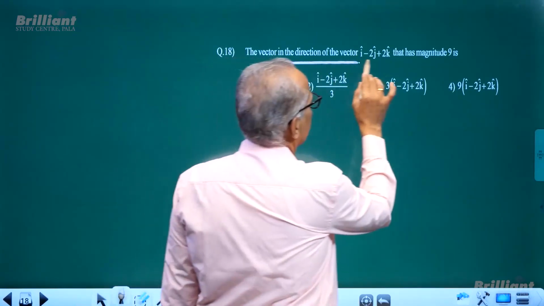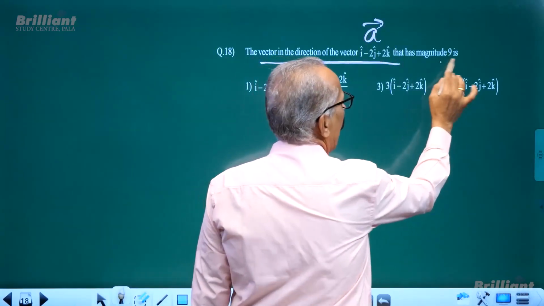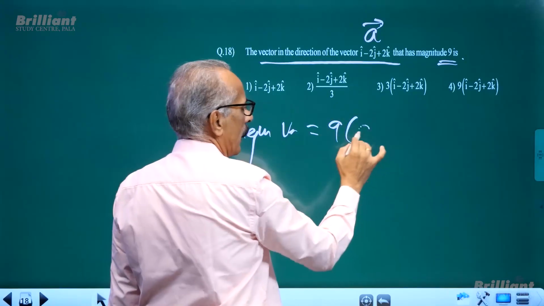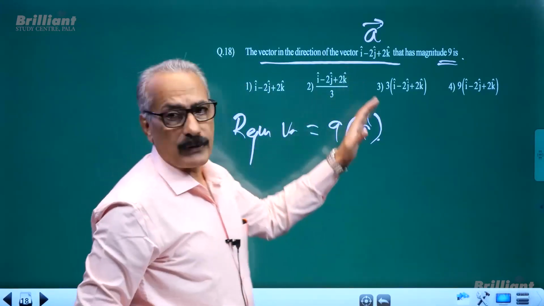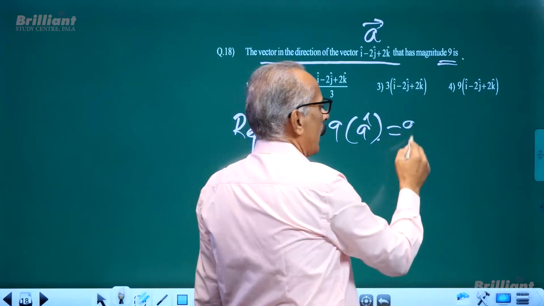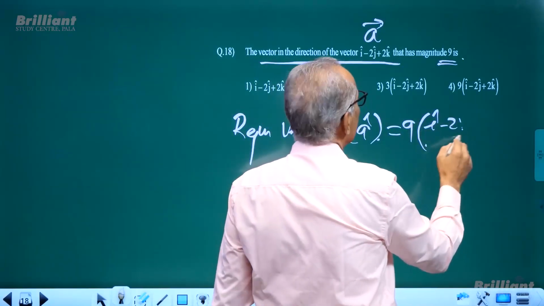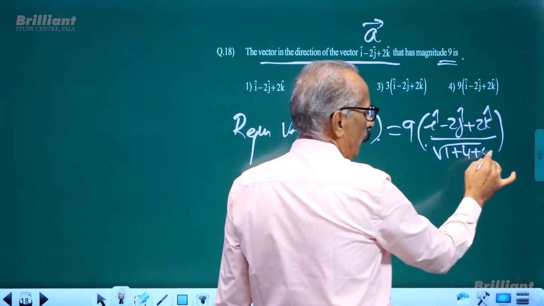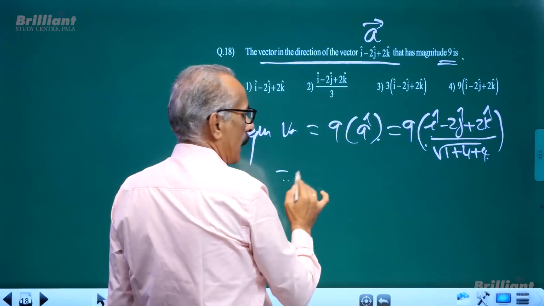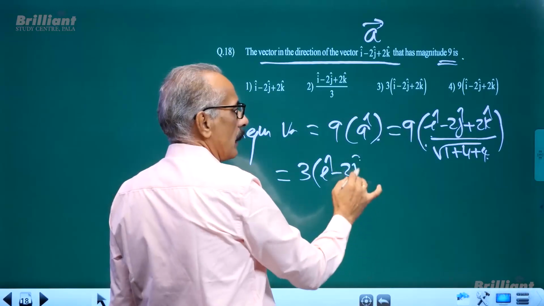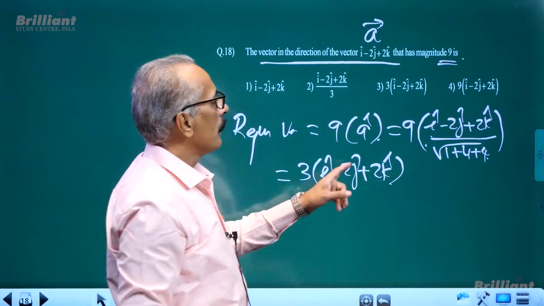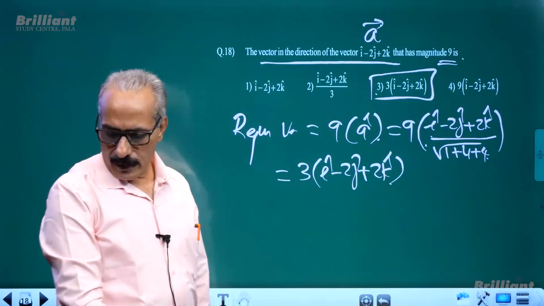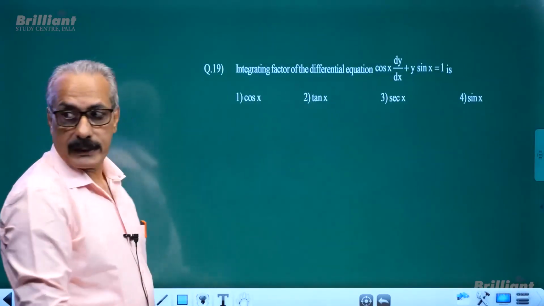The vector in the direction of, I call this vector A, having magnitude 9. So the required vector will be 9 into A cap. That's all. In the direction of A, magnitude 9: 9 into A cap. What is A cap here? I minus 2j plus 2k divided by root of 1 plus 4 plus 4. This is 3 and this cancels. So 3 into I minus 2j plus 2k, open the bracket. So your answer is 3. 18th one, the answer is 3. Okay, on to the next.